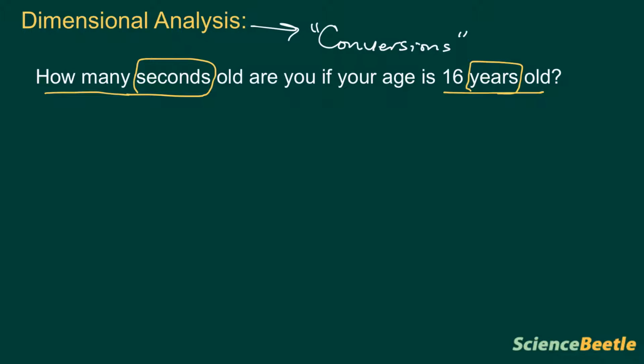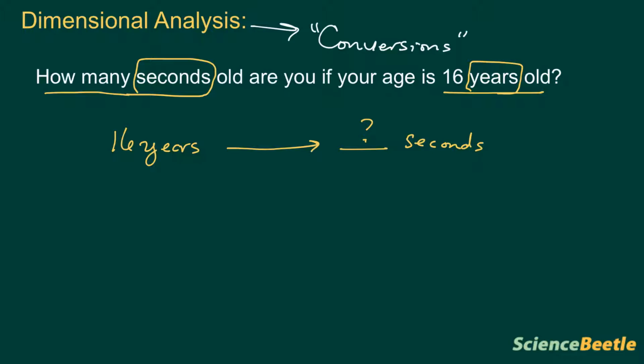So if we write this down as a process, we need to figure out something that will show us how to go from 16 years. We need to be able to convert this over to some number of seconds. Okay? Now, obviously we can't go directly from years into seconds. So we need to know what kind of conversions we've got here.